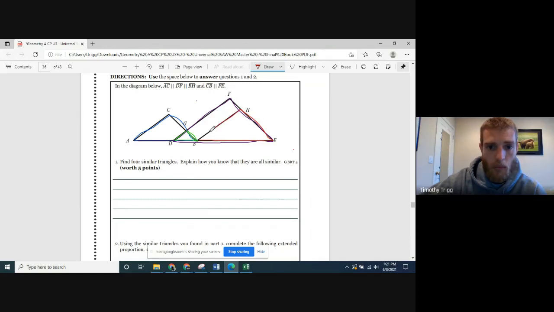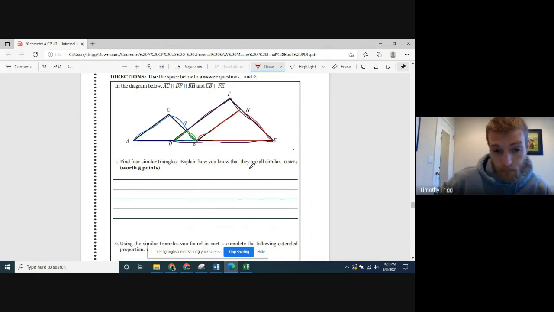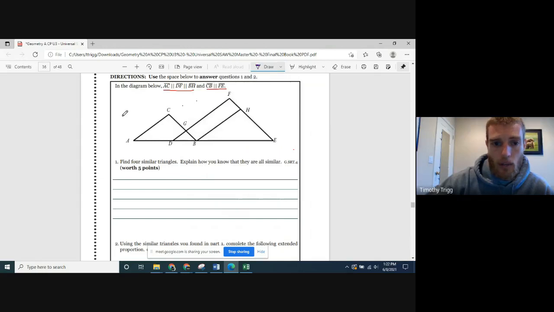Now, according to this problem, all 4 of these triangles are going to be similar to each other, meaning that they all have the same shape, but just different sizes. Okay, so how are we going to show that they're all similar to each other? Well, we're going to have to use the information from the picture, but also the fact that these are parallel to each other, and the fact that these are parallel to each other. So let's go ahead and take a look at what we can get from that.